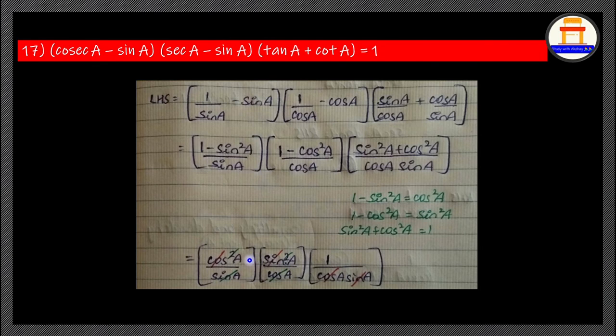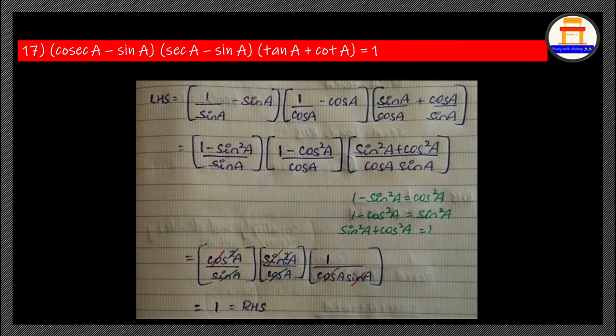In the numerator we are left with one cos A and one sin A. In the denominator also we are left with one cos A and one sin A. So they end up cancelling each other. Henceforth we get 1, which is the expected result at our RHS.